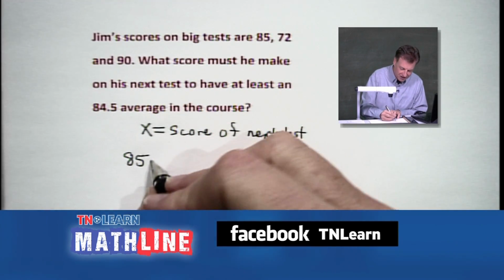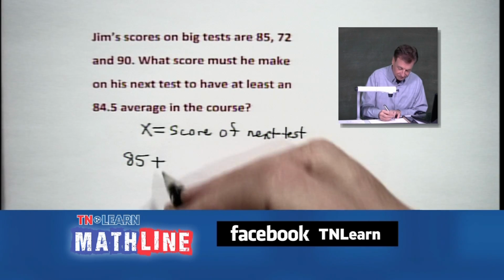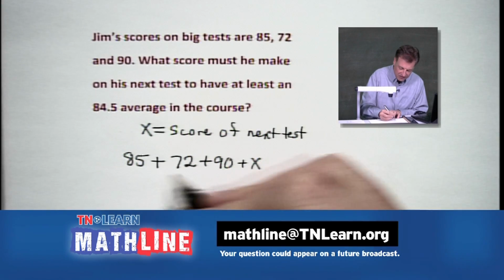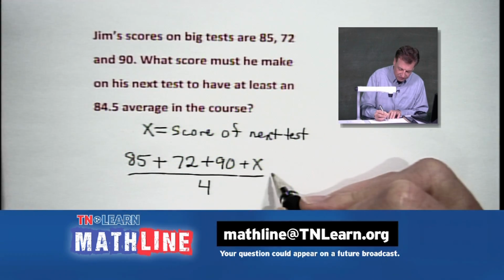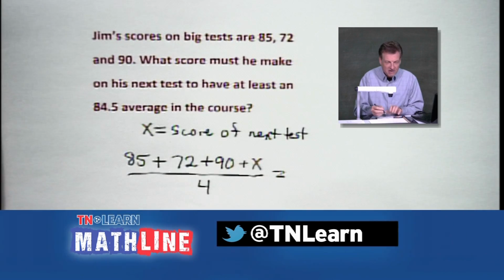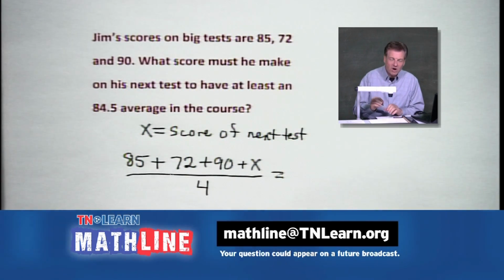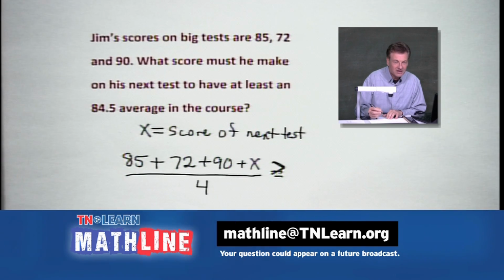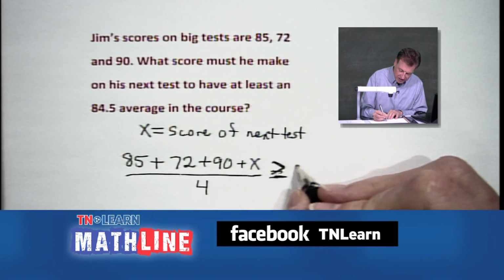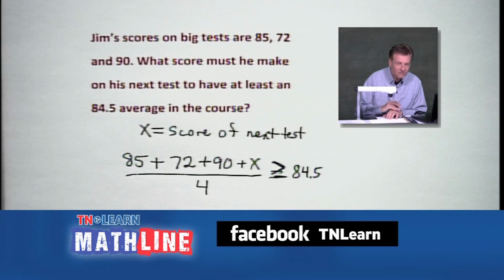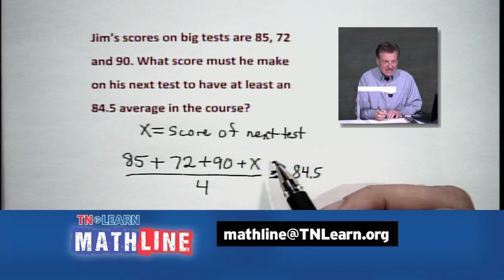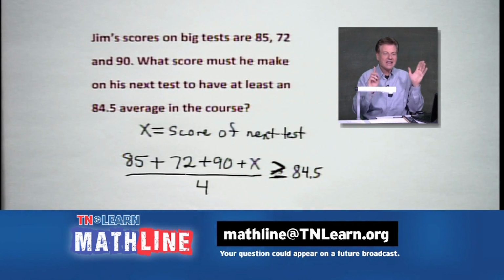So let's see how we're going to do that. We're going to take 85, 72, and we're going to add 90, and we're going to have our missing guy right there. And we're going to put it divided by 4, because that's how we get an average. Add the 4 grades together, divide by 4. We want to shoot for that, but we actually don't mind if the average comes out to be greater than, and greater than or equal to, he can squeak by at 84.5. So we're going to put greater than or equal to. So that would be the one he must make at least that. If he makes more, life is even better, all right?